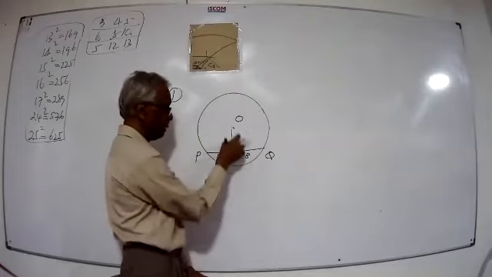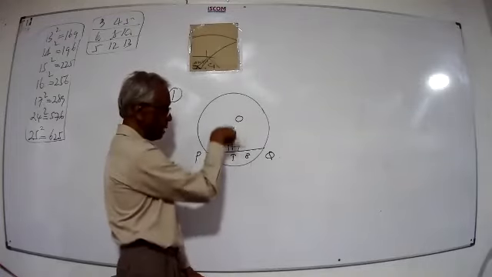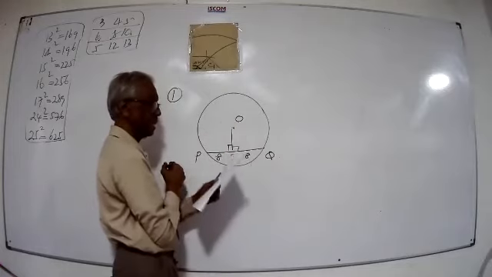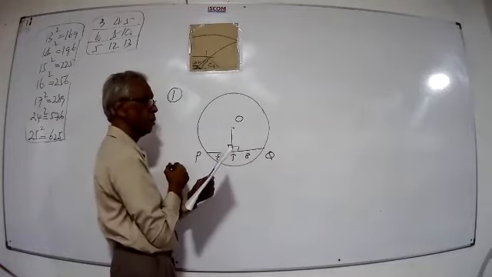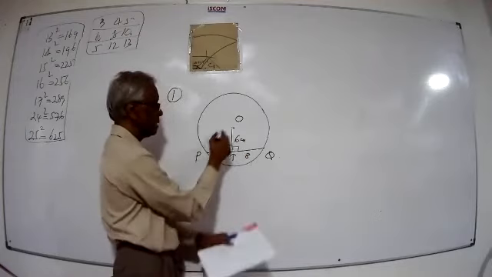If this is 16, draw the perpendicular bisector. It divides the chord into two, so take 8 and 8. That's it. Now OT is 6, then find the radius.